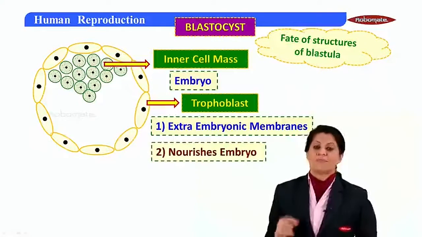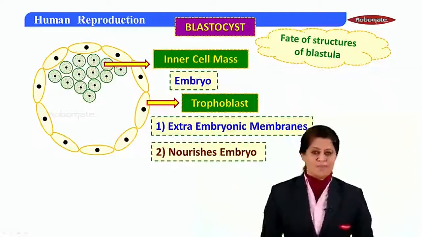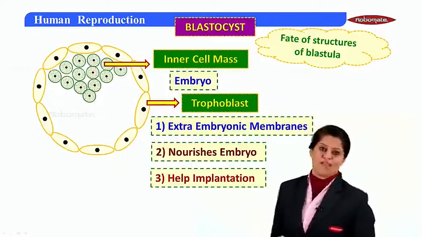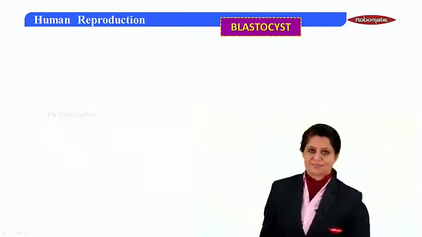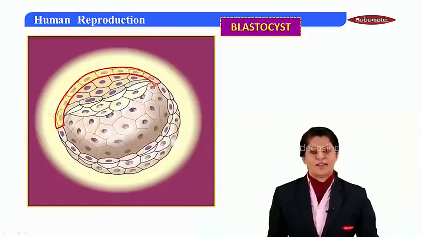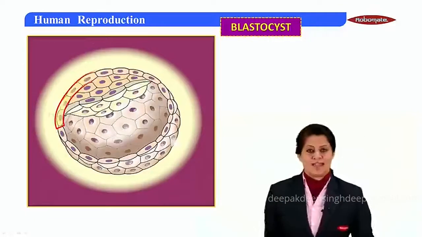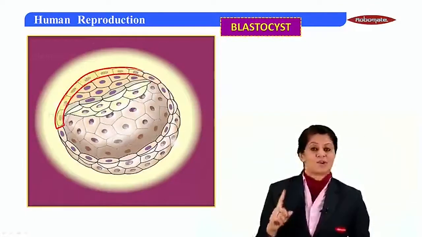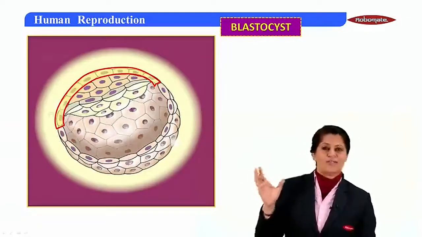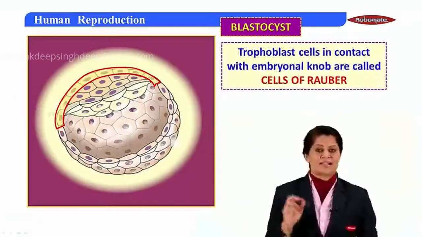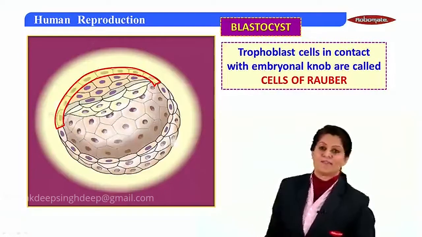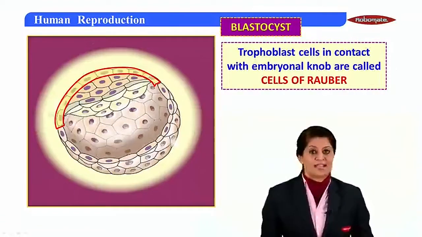Secondly, trophoblast provides nourishment to the embryo. Thirdly, students, trophoblast is the structure which will help in the implantation in the uterine wall. Now students, this is the structure called blastocyst. In here, the cells which are shaded, the cells you're seeing here, I'm talking about the cells which are towards the embryonic pole side or touching the embryoblast. These cells are called cells of Rauber, which are the cells in contact with the embryonal knob or embryoblast, cells of Rauber.